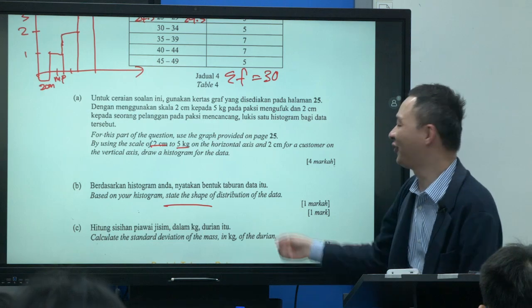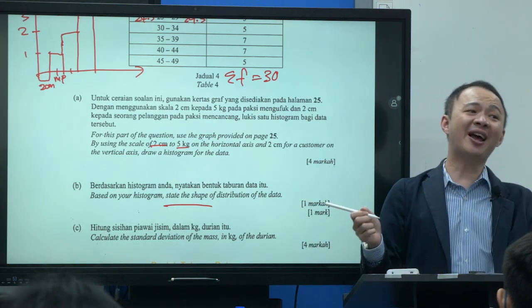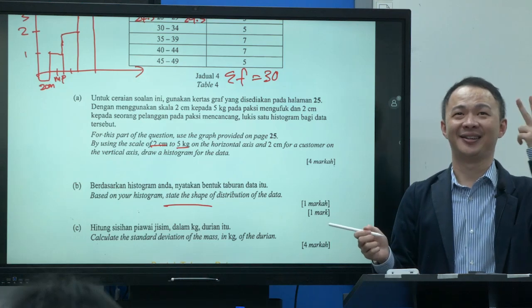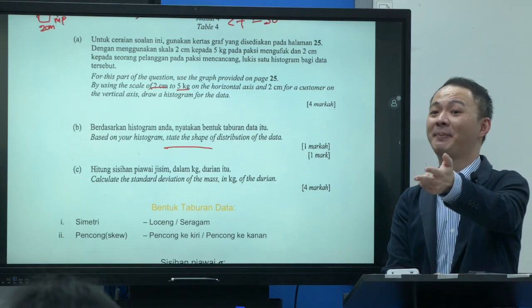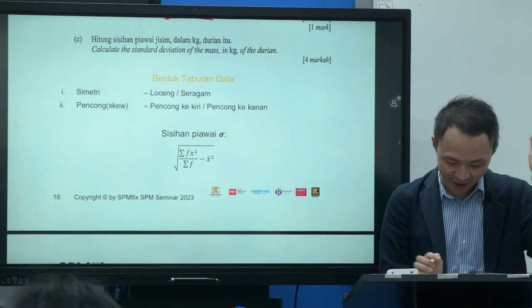What shapes do you have for histogram? We have the skew left, skew right, and then we have bell shapes. And the last one, uniform. I think I wrote it somewhere. Yeah, here.